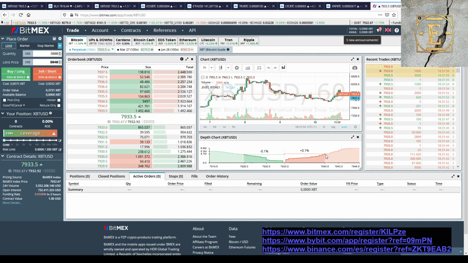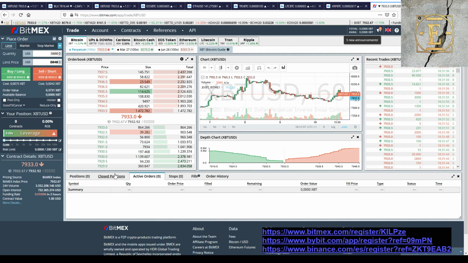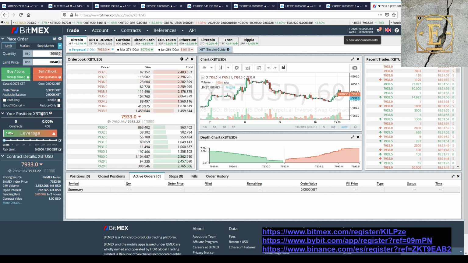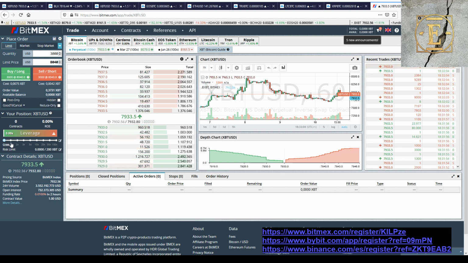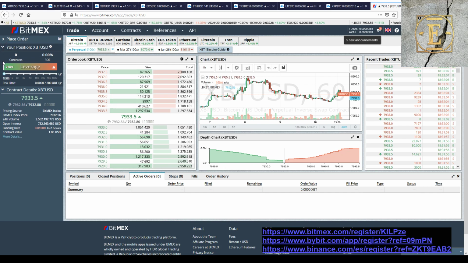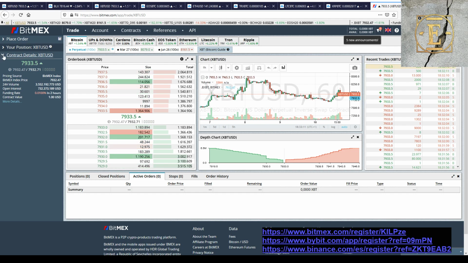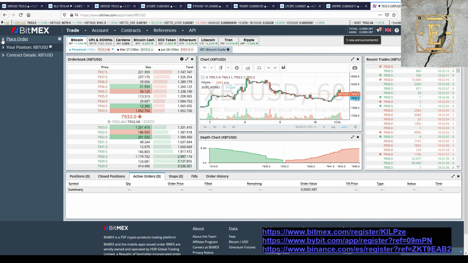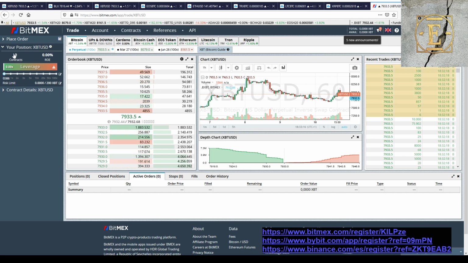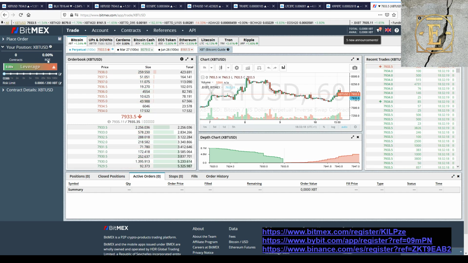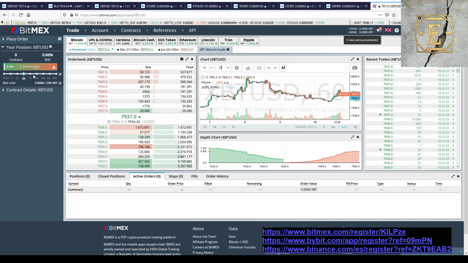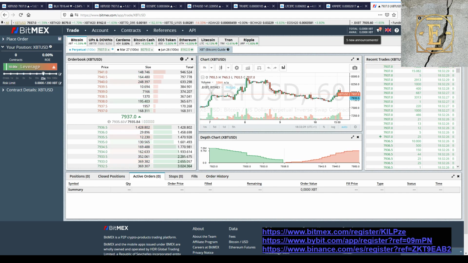So this is another account of mine. I don't have money here because it's another account I made, and this is what you need to understand. This is the place order, your position, and the contract details. So your position, you've got your contracts, but you need to see the leverage. You've got 1x, 2x, 3x, 5x, 10x, 25x, and please never use this.